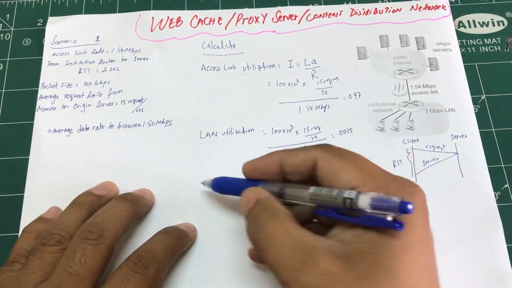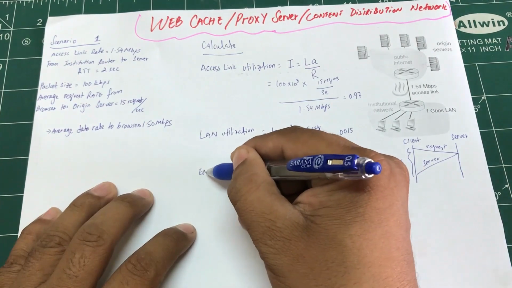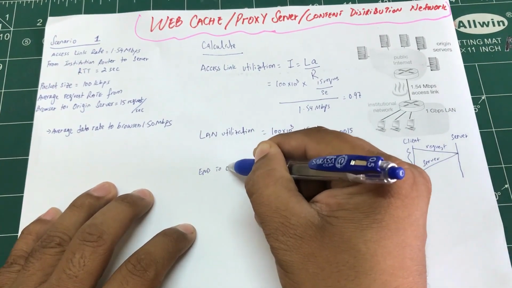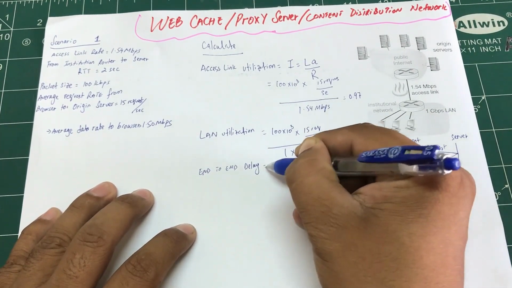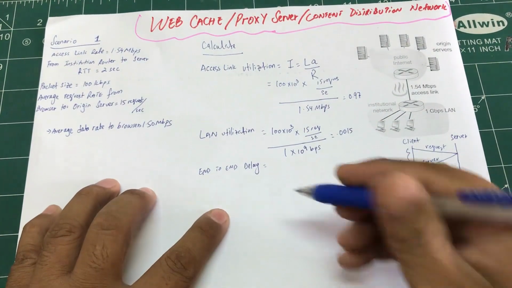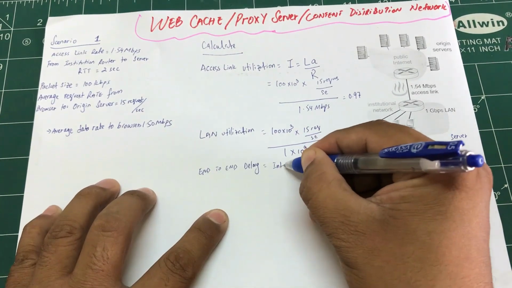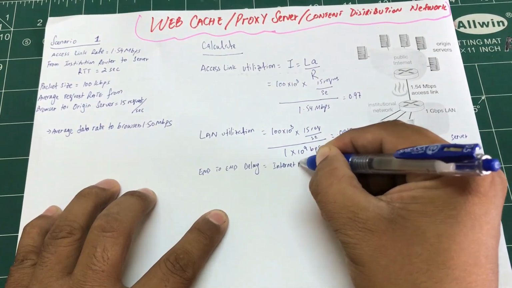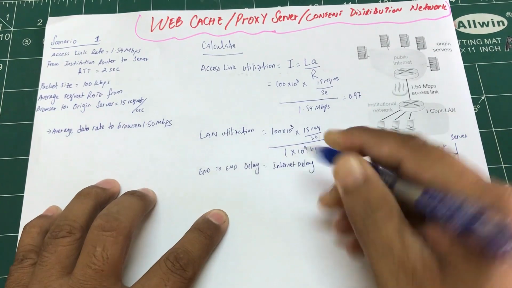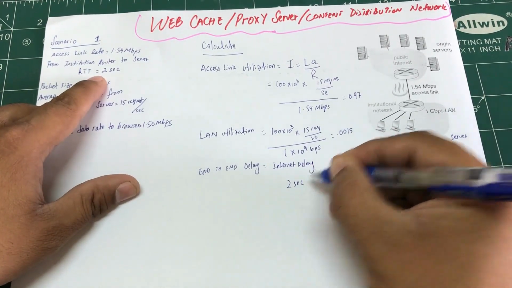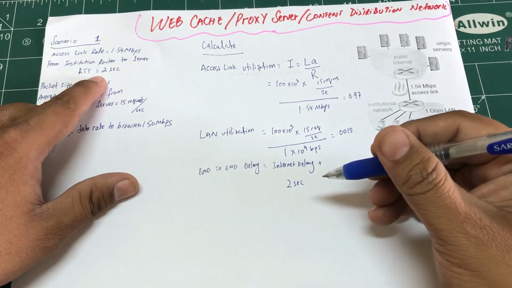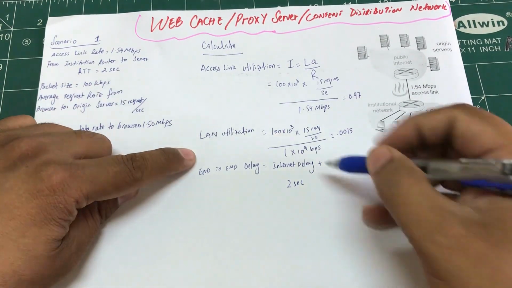Now if I were to calculate the delay associated with it, the end to end delay, that is a combination of a lot of things. This is going to be a combination of internet delay. That internet delay is given in the problem, and that turns out to be 2 seconds. So this is around 2 seconds, plus I will have some delay associated with my access link.